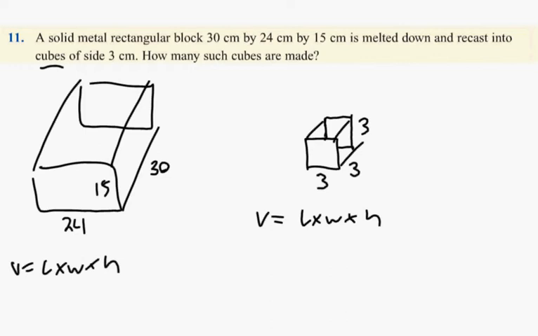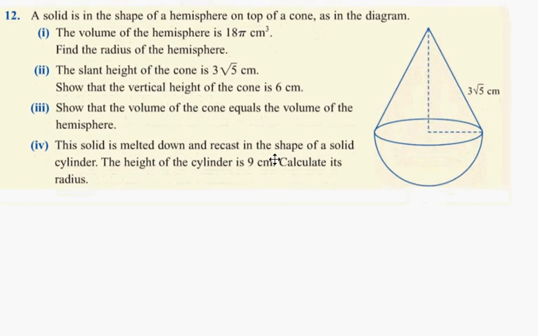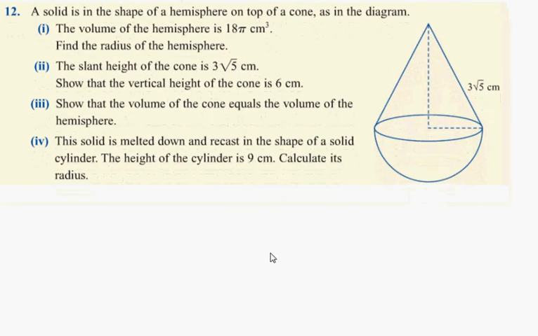Everybody right with that last one? Okay. Next one. Solid is in the form of a hemisphere with a cone on top, okay? As in the diagram. The volume of the hemisphere is 18 pi centimeters cubed. Find the radius of the hemisphere. Okay. Now, this is an interesting one. Oh, hemisphere. There we go.